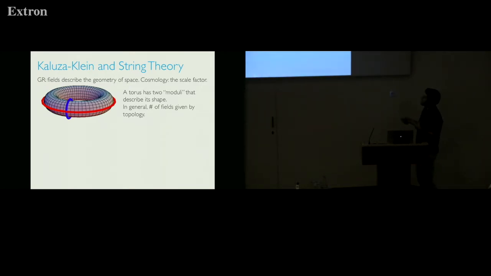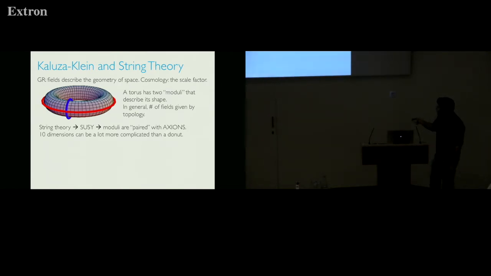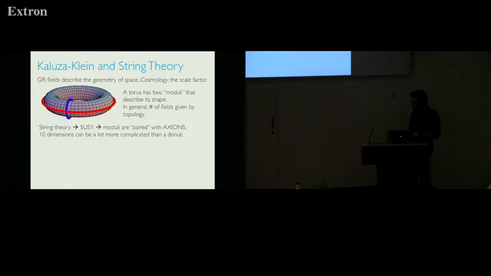And in general, any surface with a given topology requires a certain number of fields to describe it. So the number of fields that you need in general relativity to describe the geometry of a surface is specified by its topology. In a theory like string theory, as well as having these numbers that we need to describe the surface, thanks to supersymmetry, these topological moduli are paired up with a different type of field that has the characteristics of an axion.